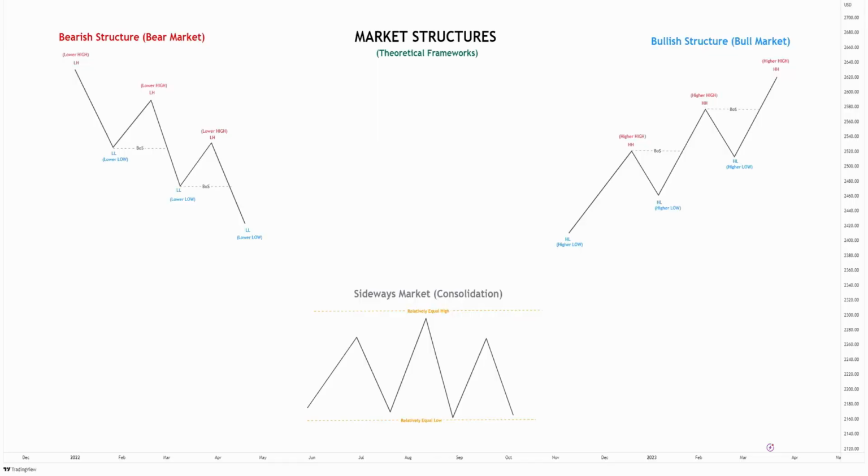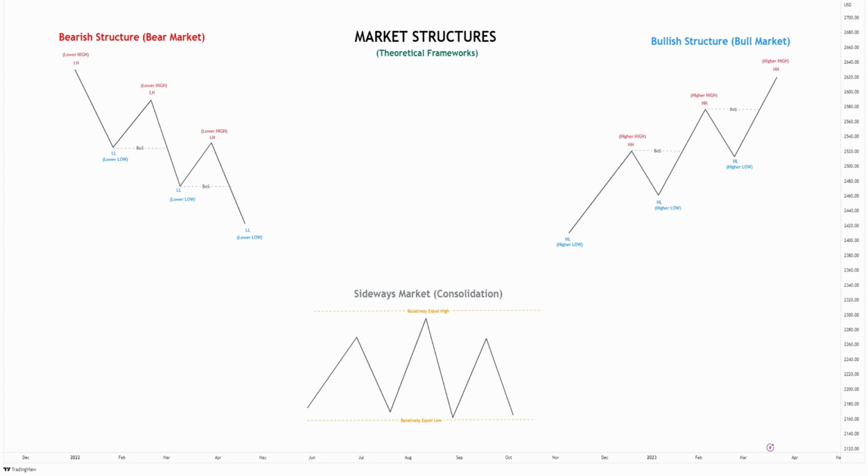There are three different types of market structure: a downtrend or a bear market, an uptrend or bull market, and a sideways market or consolidation. What I'm showing you here is a theoretical framework of market movements, because the market in real life rarely moves so smoothly to the downside or upside as one line like this. The market moves more complexly, usually with a substructure or minor structure.